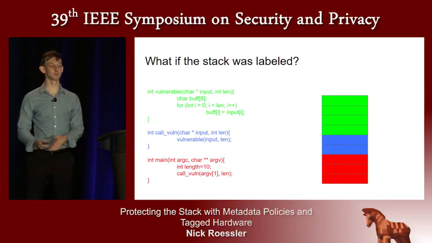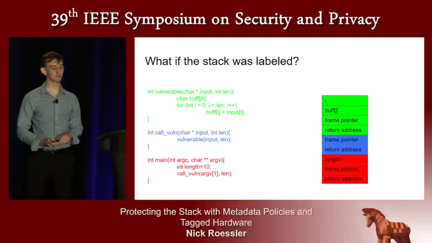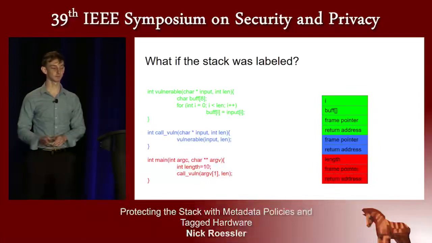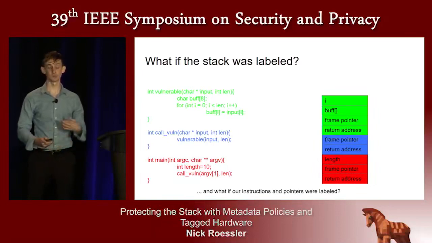If our labeling was more precise, that is, we knew not only which function allocated a piece of memory, but which of the objects was stored there, we might have something like this, and we can see how this might provide the footing for more precise protection. To make use of all of these labels, what if our instructions and our pointers were labeled as well?